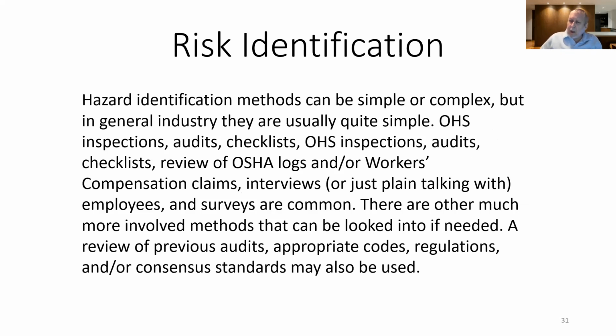OHS, which is what? Occupational health and safety inspections, audits, checklists, and review of OSHA logs and our workers' compensation claims, interviews, or just plain talking with employees, and surveys are common. There are much more involved methods that can be looked into if needed. A review of previous audits, appropriate codes, regulations, and their consensus standards may also be used. What's a consensus standard? It's usually something that's done within an industry or a company that they've always followed, and they've adopted that as a standard.